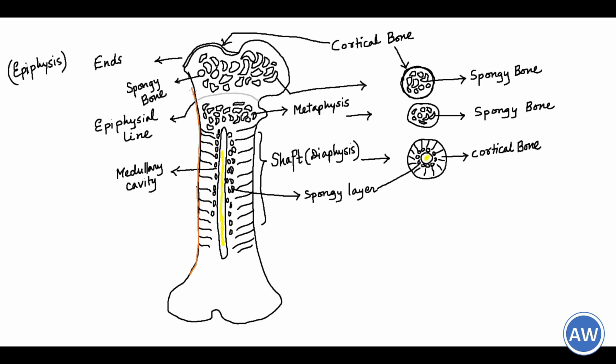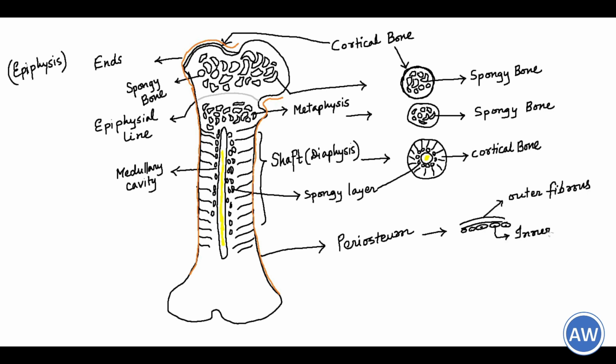Peri means outer, ostium means bone. Therefore, the outer covering of the bone is called the periosteum. It consists of an outer fibrous and an inner cellular layer. The cellular layer gives rise to new bone whenever needed.